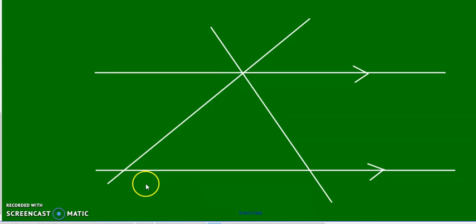Okay, so let's call this angle A, call this one angle B, call this one angle C. And we have to show that the sum of A, B, and C is 180. We have to show A plus B plus C equals 180 degrees. So this angle plus this angle plus this angle has to add up to 180.